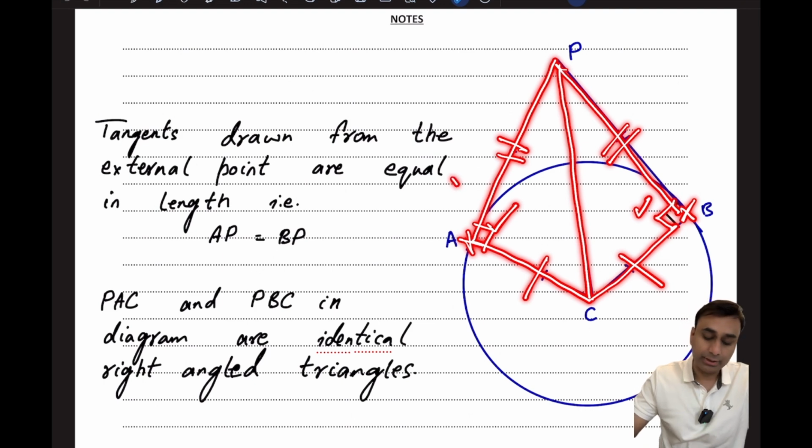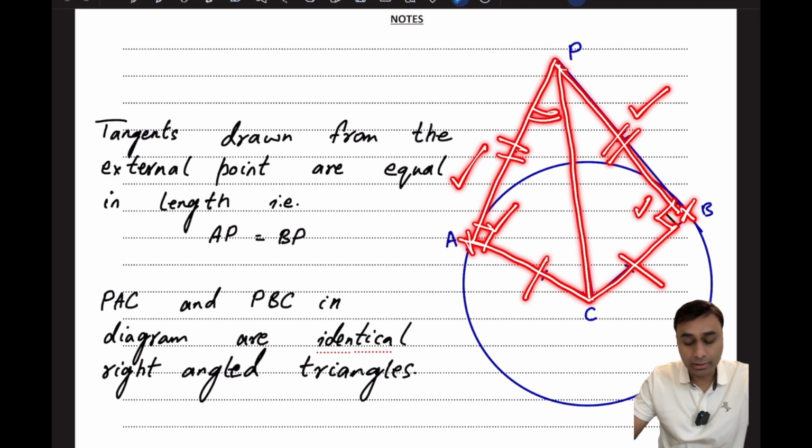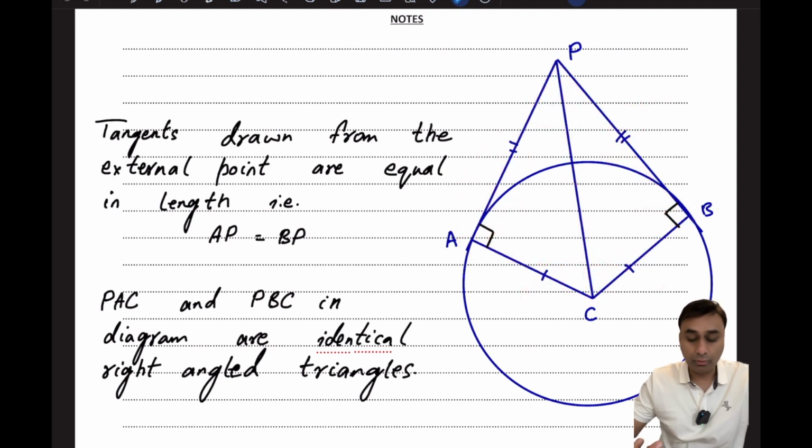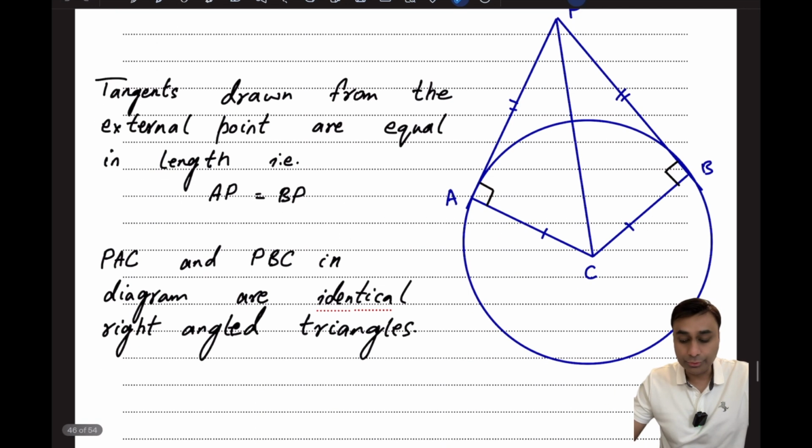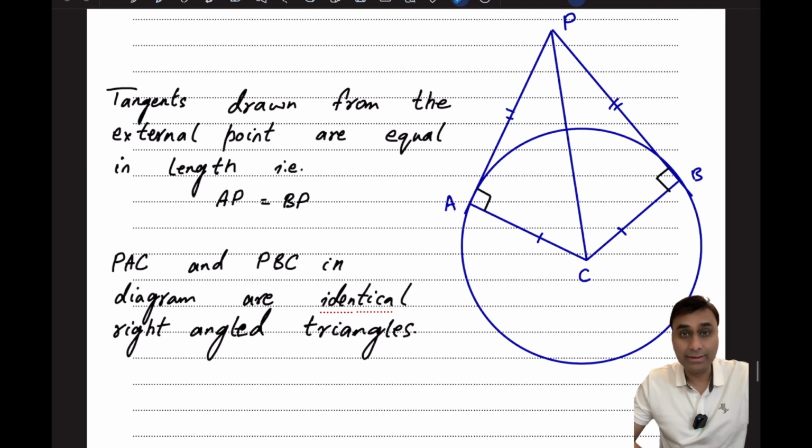So that means this triangle would be congruent to this one, which would mean that this angle must be equal to this angle as well, and this angle must be equal to this angle as well. So once you have drawn tangents from the external point and then you have drawn a radius, you will be able to draw two triangles which are exactly identical to each other. That is, they are a pair of congruent triangles.